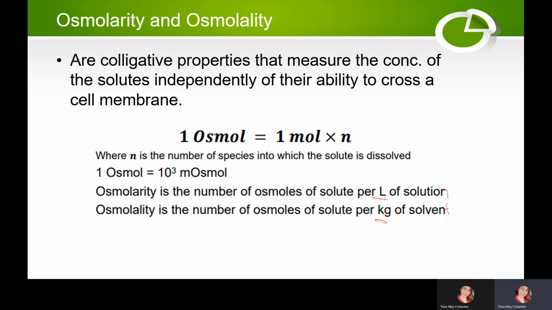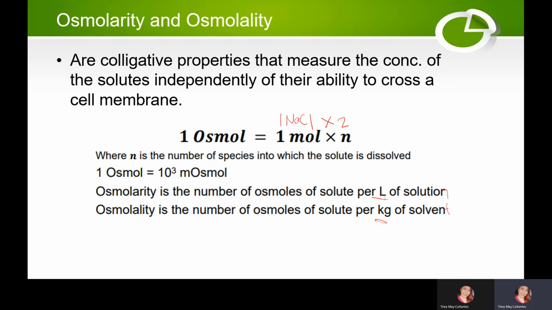So it's the same as your molality and molarity. We just added your i factor, the van 't Hoff factor, which is how many species will dissociate. As you can see here, 1 osmol is equal to 1 mole of that certain compound times n, where n is the number of species into which the solute is dissolved. For example, if I have 1 mole of NaCl and I drop NaCl into my water, how many species will it become? Usually 2, right? Because it's an electrolyte. Therefore, it is 2 osmol.